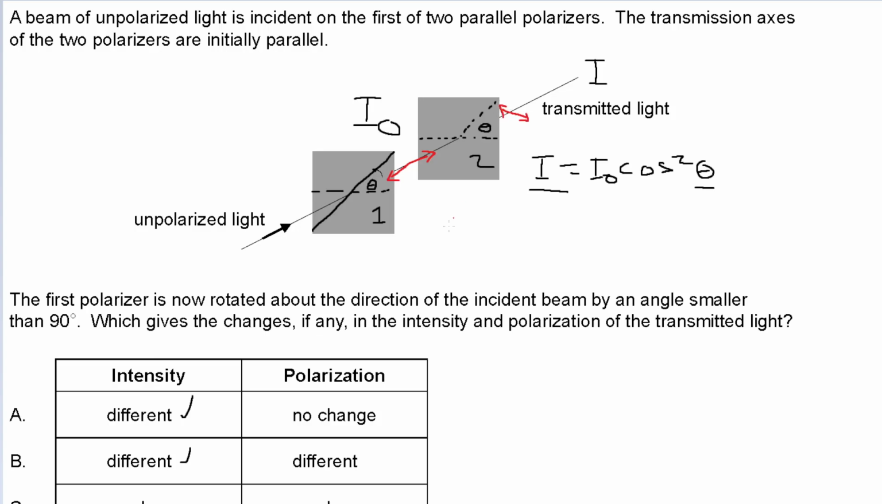Now this is considering angles that are smaller than 90 degrees. That would not necessarily be true for angles such as 90. So the answer that is correct is answer choice A because the intensity is different and polarization sees no change.